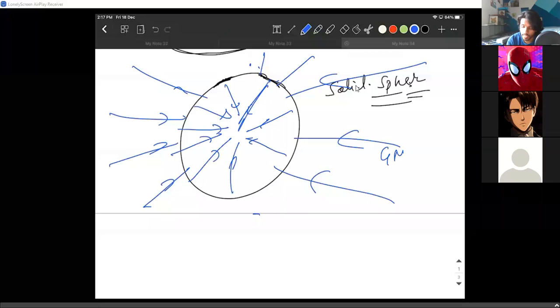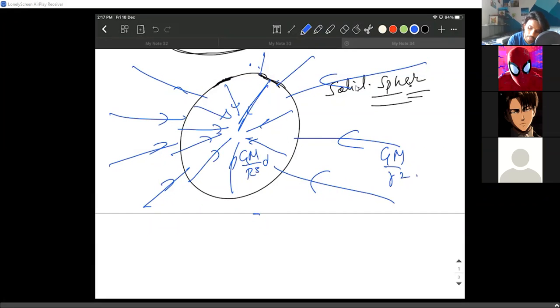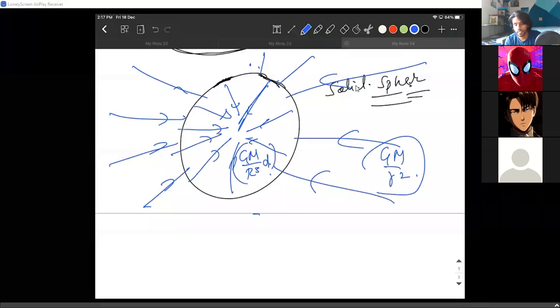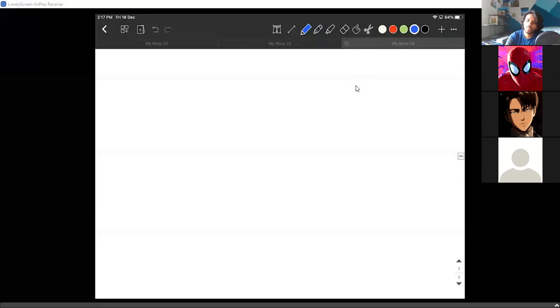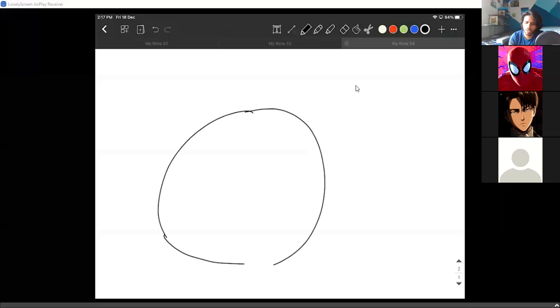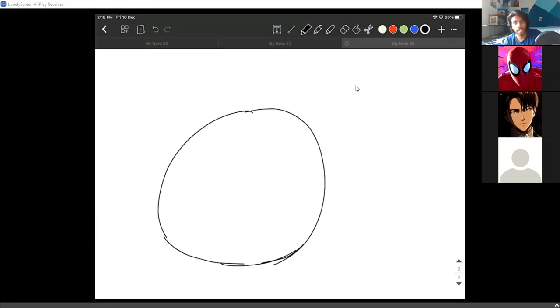On the outside, it is GM by r square. On the inside, it is GM by r cube into d. Okay, so this is how you write the fields outside and inside of a solid sphere. And we all know that at the center, the field is 0. But how do we bring this into our normal day terms? Instead of considering it as a solid sphere all the time, we do some things so that we can relate it with our daily terms.